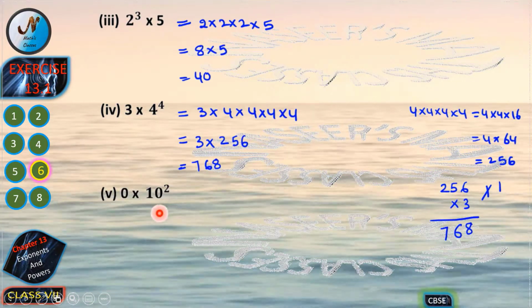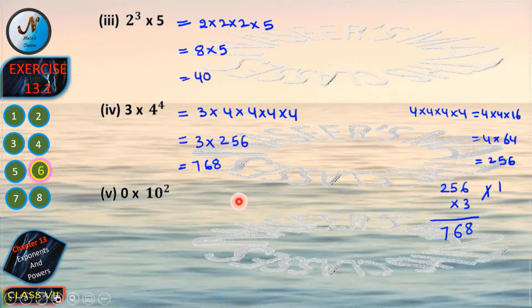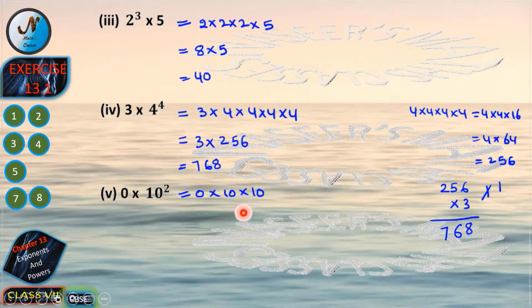Next, fifth one 0 into 10 square. 0 means only 1 time. 10 square means 10 is 2 times multiplied. So it can be written as 0 into 10 multiplied 2 times.